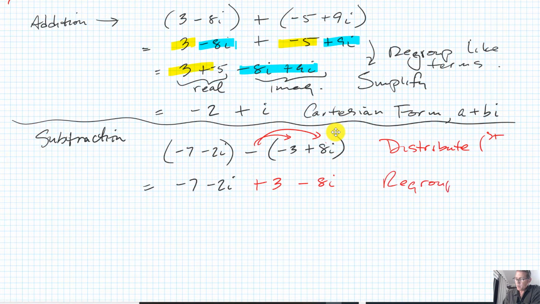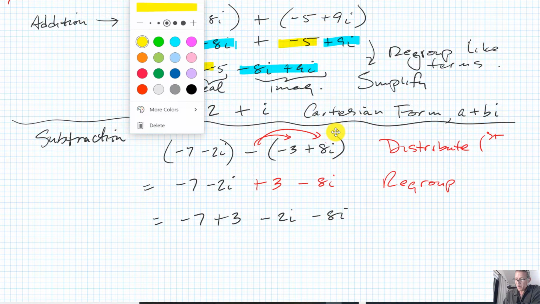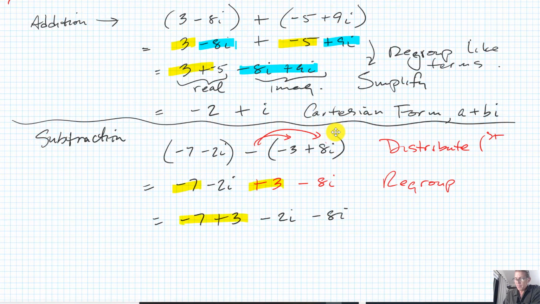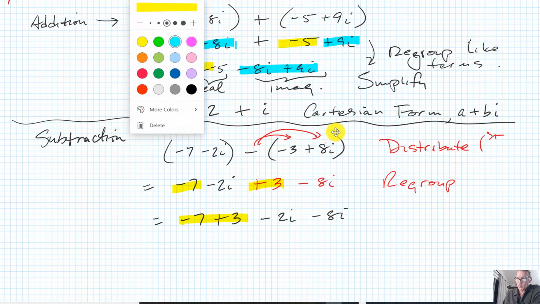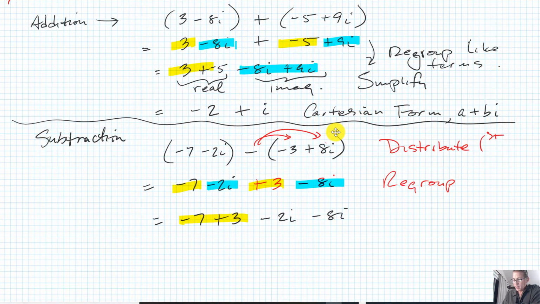So I distribute first, then regroup. When you regroup, you take the real parts, negative 7 and 3, and add them, and then you take your imaginary parts and combine those. The real parts come first and the imaginary parts come second all the time, and then you simplify. You get negative 4 for the real part, and minus 2 and minus 8 is minus 10i, and you get Cartesian form here.